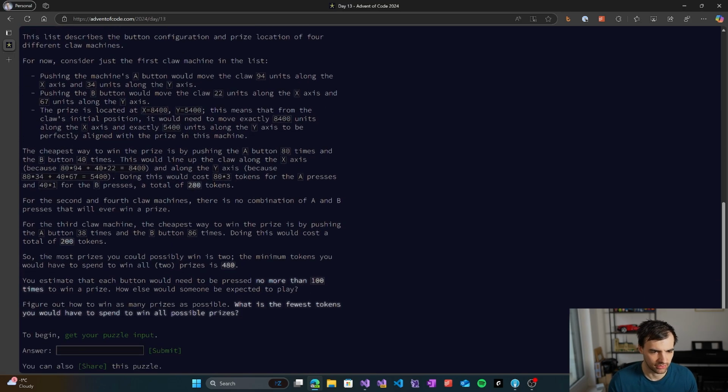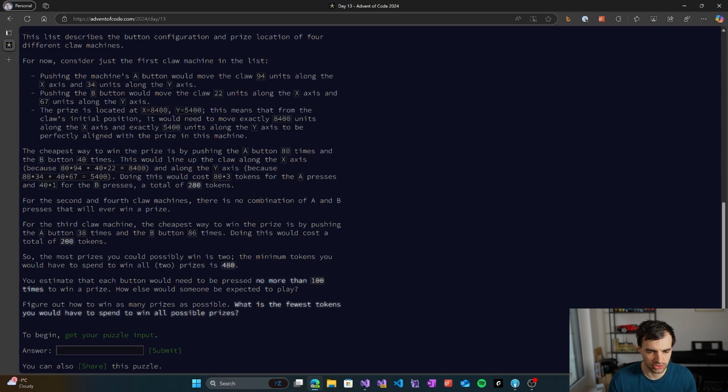So it's very important for us to figure out how many times we have to press button A and button B, and then calculate the total number of tokens that it will cost us. The final output of our program will be the fewest possible number of tokens that we have to spend to win all the prizes that are available in the claw machines.